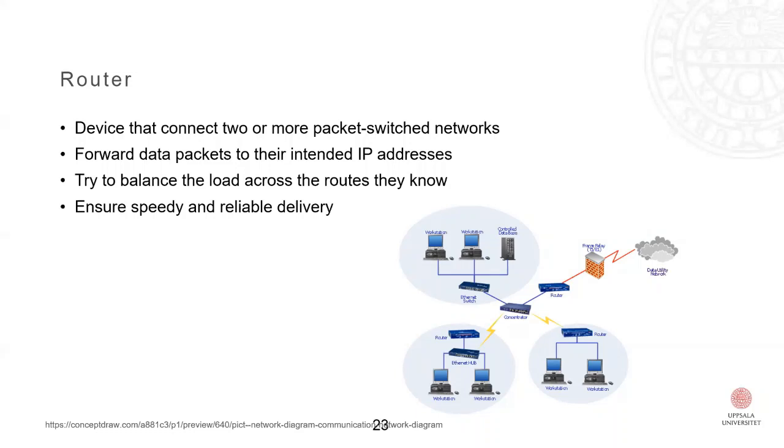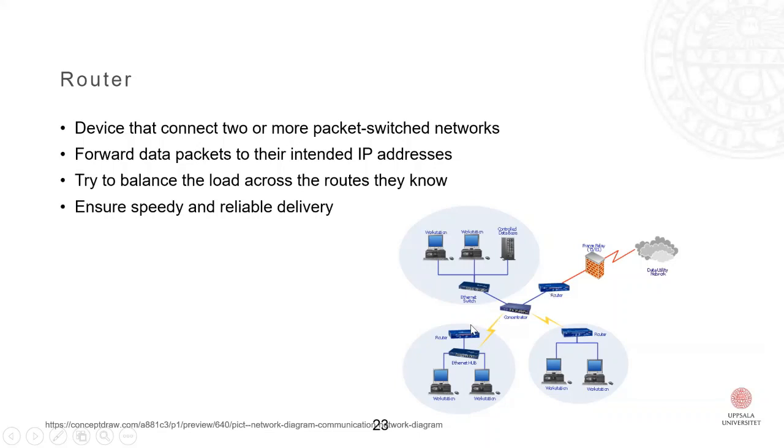So routers forward data packets to their intended IP addresses, meaning that whenever they receive a packet, they see what the destination IP address is, and then based on that, they forward it in the right direction. So for example, here we have a router, which connects these networks to the outside, and upon receiving messages, it will decide which way it has to send it.